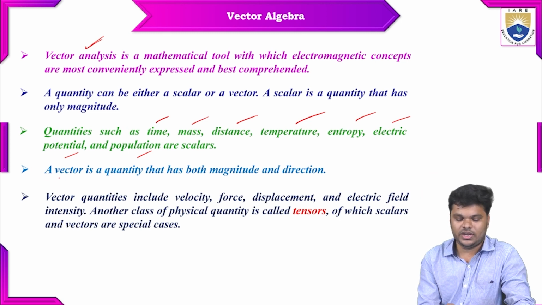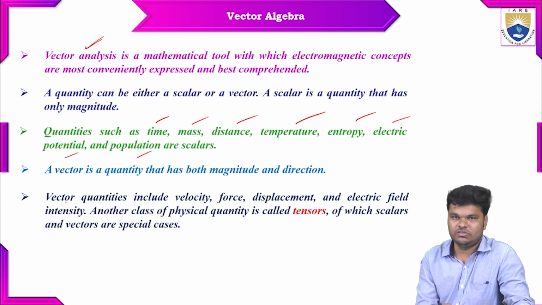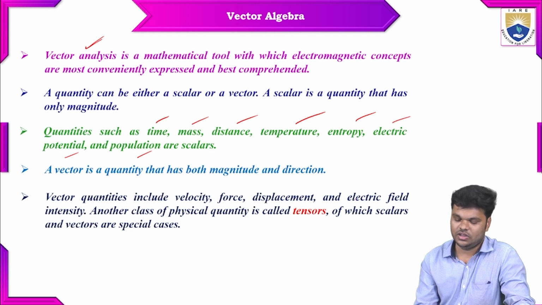Let's discuss another quantity, the vector quantity. A vector quantity has both magnitude and direction. Typical examples of vector quantities are velocity, force, displacement, and electric field intensity.